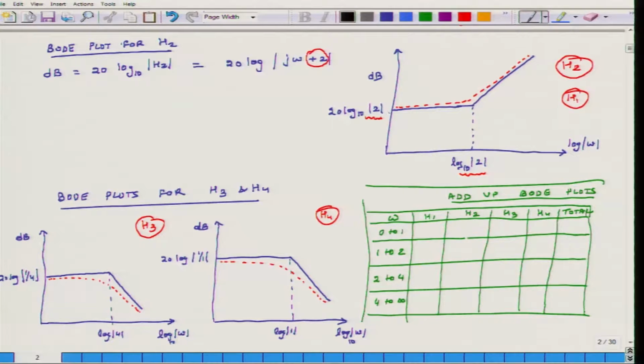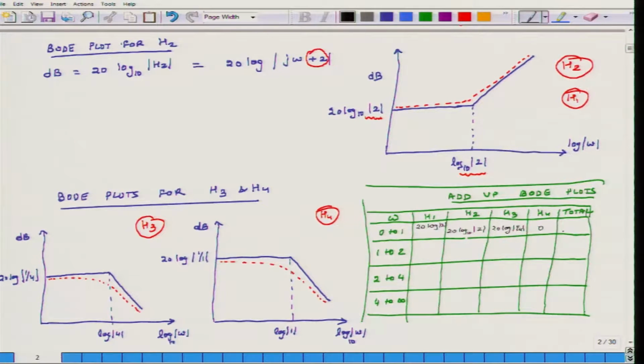So, this is 20 log 2. Contribution from H2 is also 20 log 2. Contribution from H3 in this range is 20 log 1 by 4, right, and contribution from H4 is 20 log 1 over 1, which is 0, since log of 1 is 0.